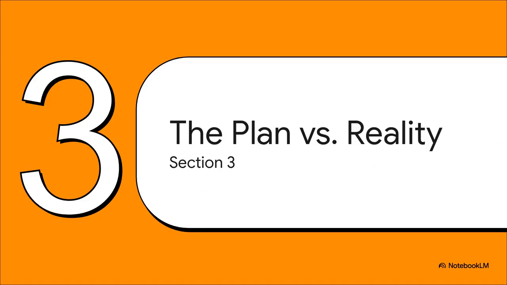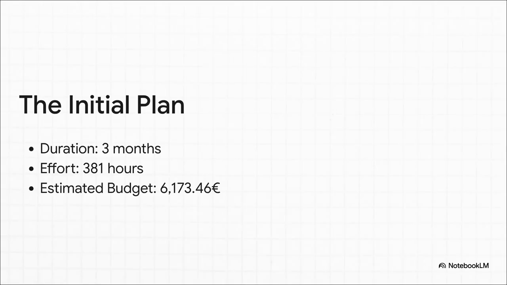Okay, now this is where the story gets really fascinating. Every project starts with a plan, right? A timeline, a budget. But as we all know, plans don't always survive first contact with reality. So the initial plan for Overnews was, let's say, ambitious. But it seemed pretty reasonable. A 3-month timeline, about 381 hours of work, and a budget just a little over 6,000 euros. On paper, it looked totally doable.